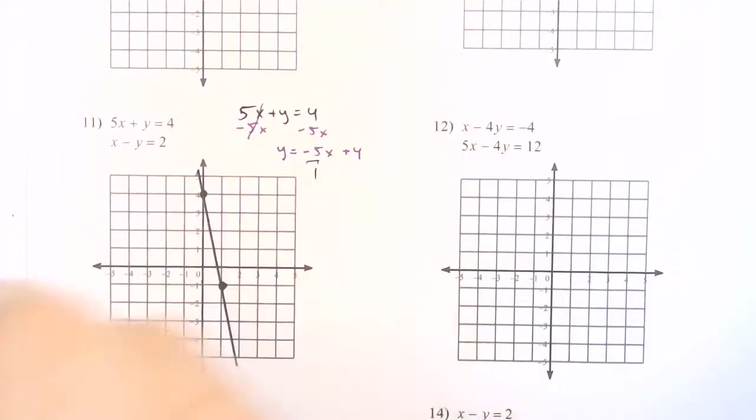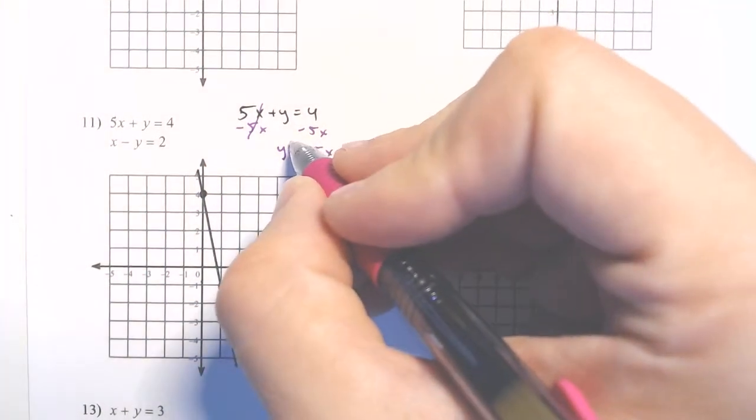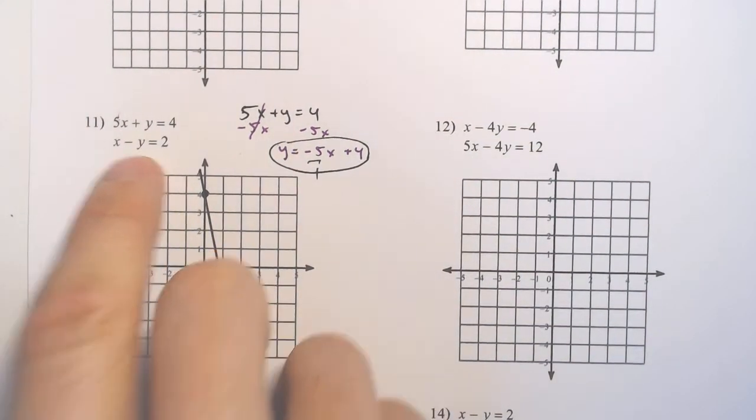But I need to graph both, and I did it in black. I'm going to do the next one in blue. So that was one line. That's the black line right here. But I still need to graph this other line to figure out where they intersect.